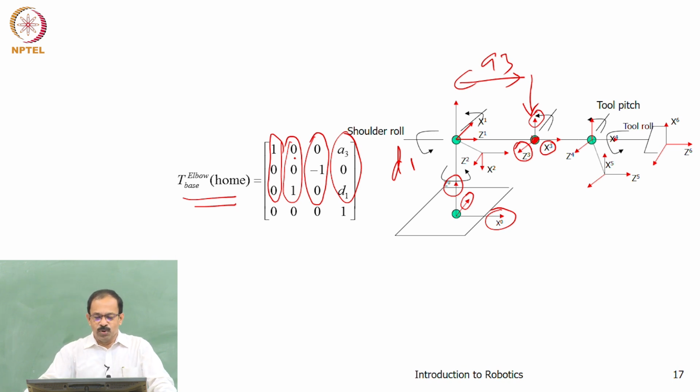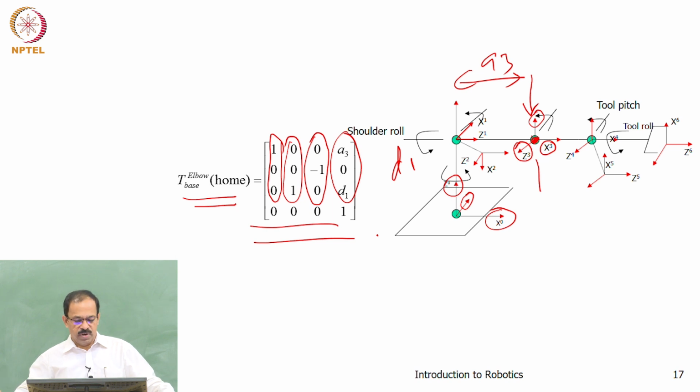So this way you are sure that your formulation is correct. Whatever joint angles you assume, the alpha you assume, A3, D3, all the parameters are correct up to this point. There is no problem. So you can go ahead. That is the confirmation, a cross check you can have with your formulation.